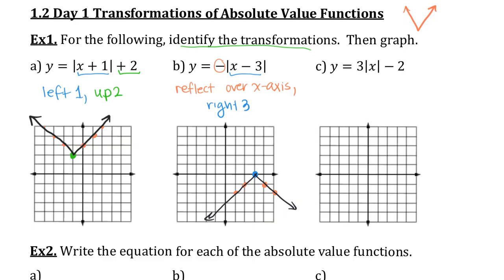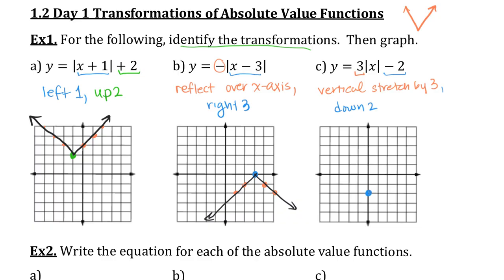Okay, let's look at the next one. Okay, still absolute value. What's this? 3. What's that do? Vertical stretch. Which is going to change our shape because a stretch changes our shape. Anything else? Yeah, it goes down too. Okay, now when we write out the transformations, we write the stretch first, but when we graph it, I'm going to go down 2 first.